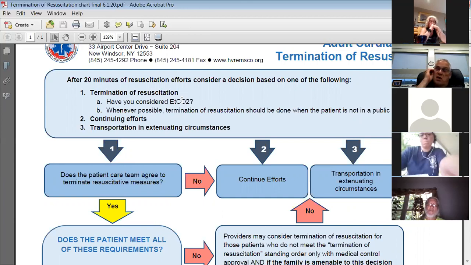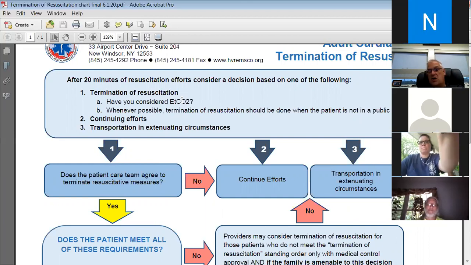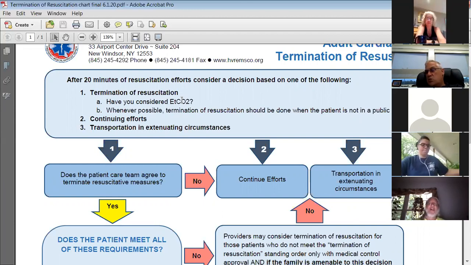So if you saw a number of 10 on the end-tidal CO2, you would continue working that. But if the number never gets above 10 and you've been working the patient for 20 minutes, they would say that would be a reason to terminate the code because it's not going well, it's not being successful. Okay? So that's where that comes in.